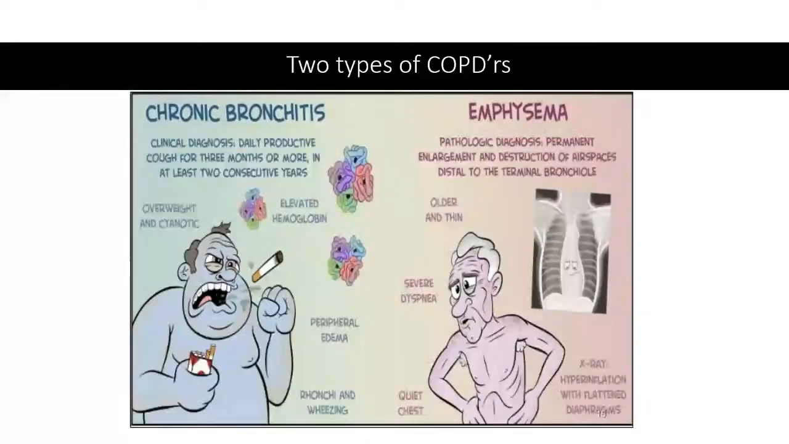So there's the blue bloaters and the pink puffers. That's kind of your two typical COPDers: the big blue guys with bronchitis, and they trap a little air differently than emphysematous patients, which are cachectic, they're thin, with hyperinflated lungs. So two different features.